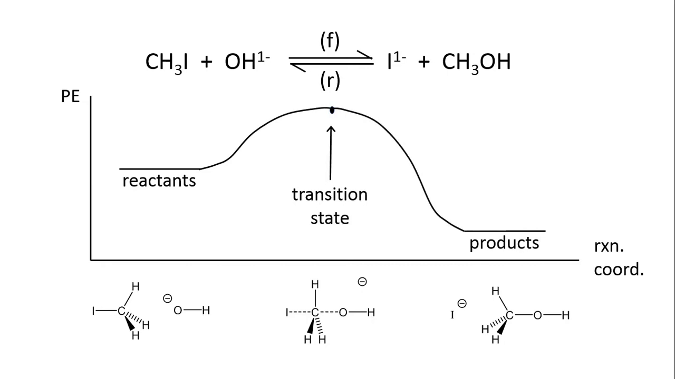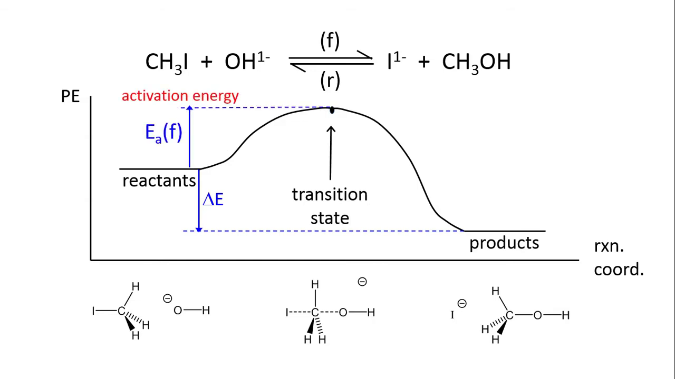There are 3 energy changes of note in this diagram. First, the difference between the energy of the reactants and the products is delta E, the potential energy change for this set of molecules and ions. In this example, with these reactants, delta E is negative. But notice there's also an amount of energy that needs to be added to the reactants in order to start breaking the C-I bond and start forming the C-O bond. In other words, there is an amount of energy that needs to be added to the reactants to get to the transition state. We call this the activation energy for the forward process. It is given the symbol E sub A, F.